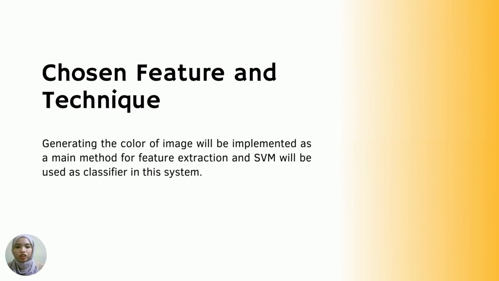The chosen feature and technique for this project is that the color of the food image will be implemented as the main method for the feature extraction, and SVM will be used as the classifier in this prototype system. The combination of these two, which is color for the feature extraction and SVM, has not yet been discovered. Therefore, this project expects to find out the outcome of these two combined.